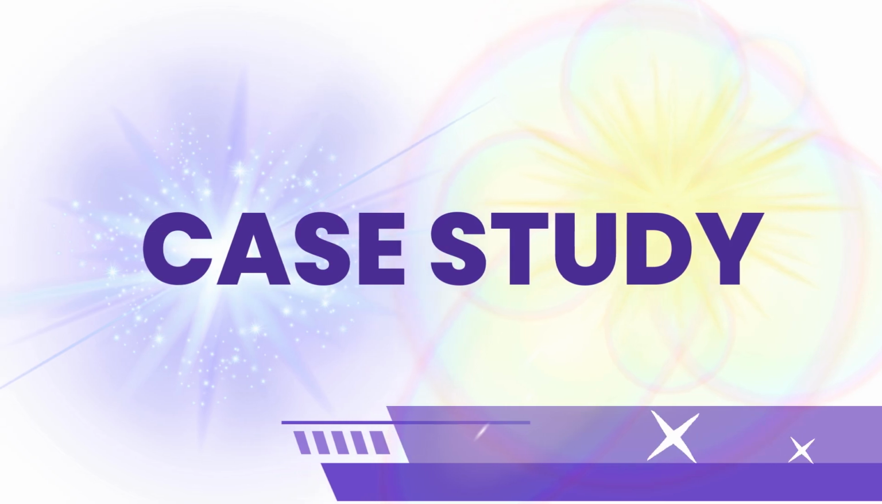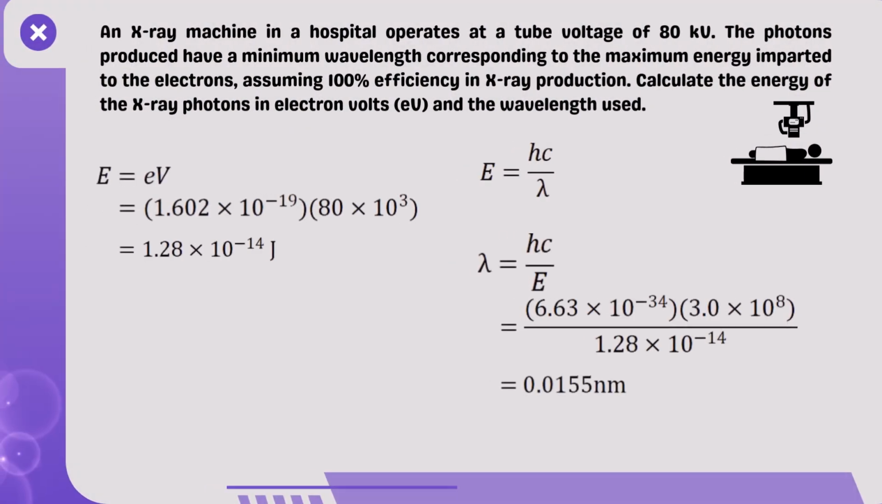Next, we proceed to case study. From the question, we are asked to calculate the energy of the X-ray photons in electron volts and the wavelength used. The energy of the X-ray photon can be calculated by using the formula E equals eV. Next, to calculate the wavelength, Planck's equation, E equals hf or hc over lambda is used. After rearrangement, we get lambda equals hc over E, substituting the values to get the wavelength.